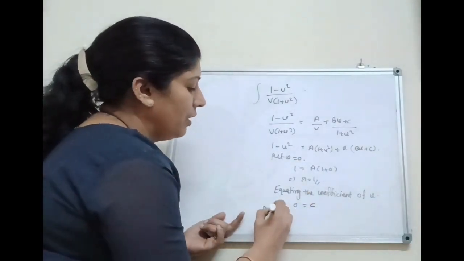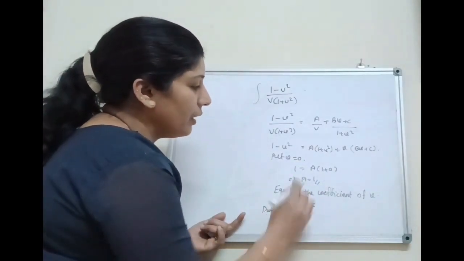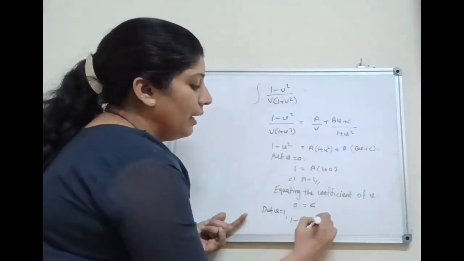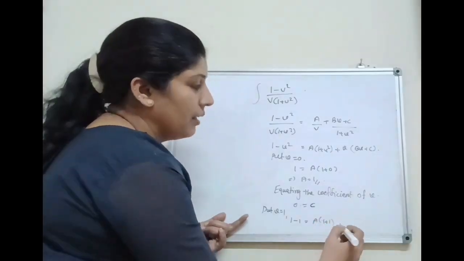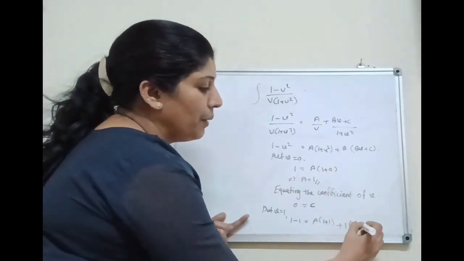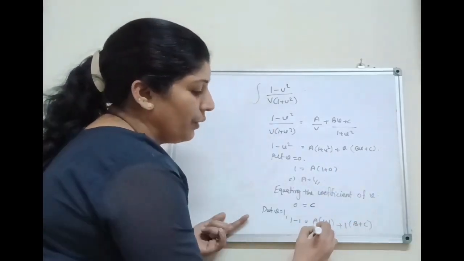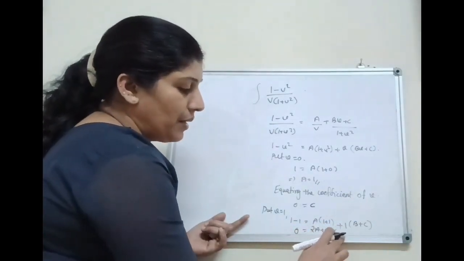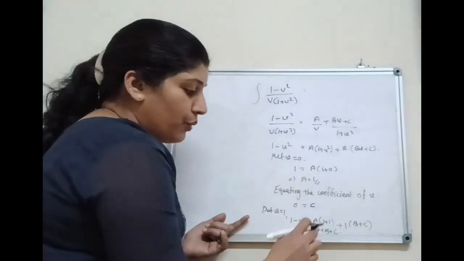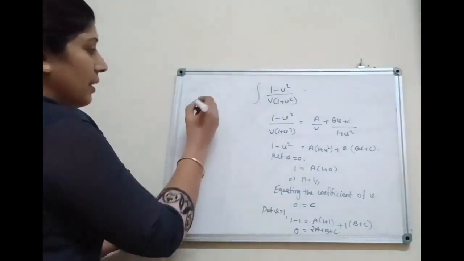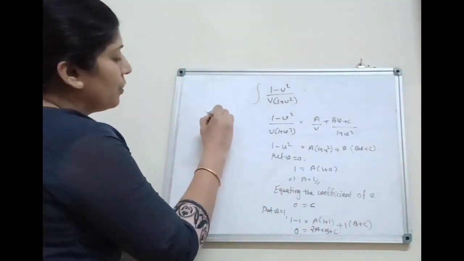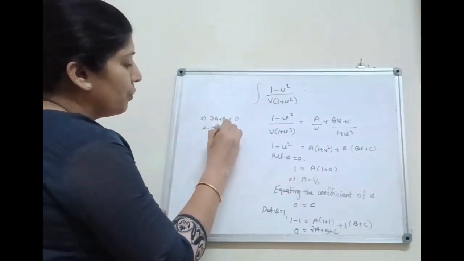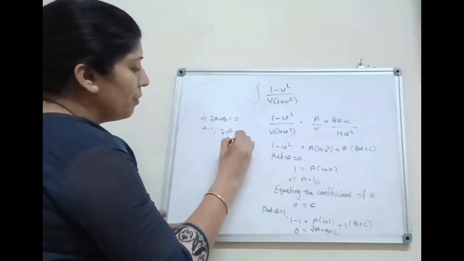Next, put v equal to 1. Therefore, this will become 1 minus 1 equal to a into (1 plus 1) plus 1 into (b plus c). It is equal to 2a plus b plus c. That is 0 equal to 2a plus b plus c. Here we get a equal to 1 and c equal to 0. That implies 2a plus b equal to 0, a equal to 1. Therefore, 2 plus b equal to 0, b equal to minus 2.